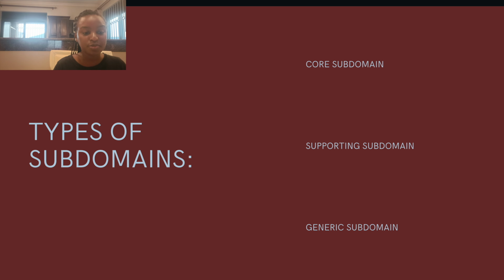What are types of subdomains? We have a core subdomain, we have supporting subdomain, and we have generic subdomain. Let's go through them. A core subdomain is what we are actively trying to develop for at this moment. A supporting subdomain is other subdomains around it that are working together with this core subdomain. So if I'm focusing on the teacher as a core subdomain, then the student in this case is a supporting subdomain.